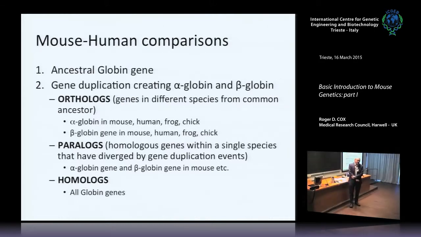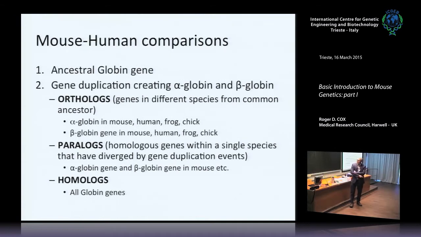So ancestrally, there's a single globin gene in lower organisms, but there was a gene duplication creating alpha and beta globin genes. So orthologs are genes in different species that come from a common ancestor. So the alpha globin gene, for example, in mouse and human, that's the ortholog. We refer to the ortholog in each of these species of the alpha globin gene, beta globin gene, for example.